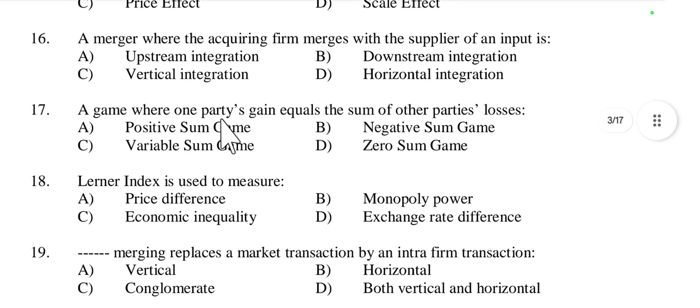Then question number 17, a game where one party's gains equal the sum of the other party's losses. So it is called a zero sum game. One party's gain is equal to the other party's loss. It is called a zero sum game.